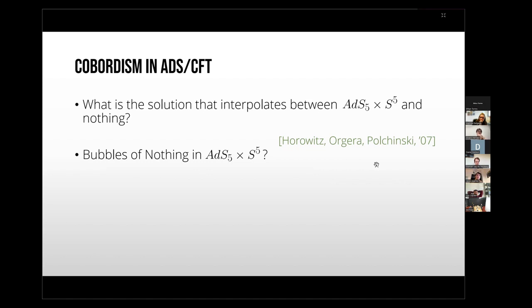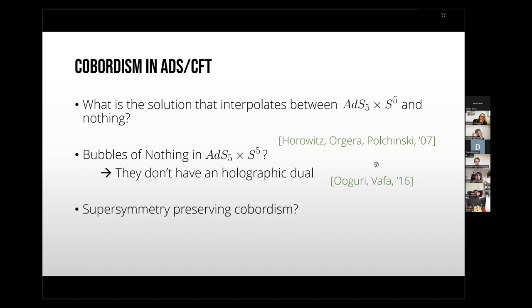But this Witten bubble of nothing will break all the supersymmetry, and by the non-supersymmetric anti-de Sitter conjecture, which states that non-SUSY AdS are in the Swampland, they don't have a holographic dual. So these bubbles of nothing are not what we are seeking. We want a supersymmetry-preserving cobordism in order to have a holographic dual of this cobordism and have control on the solution. And this is what our approach will be.